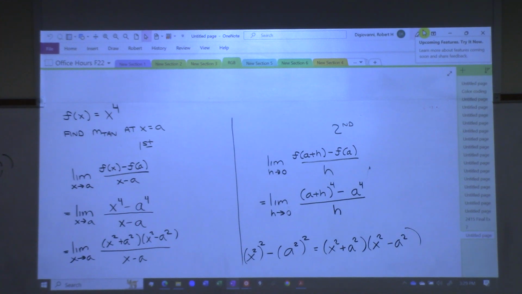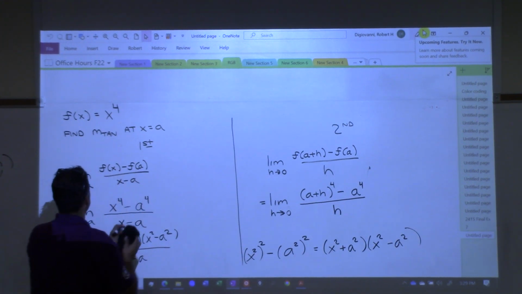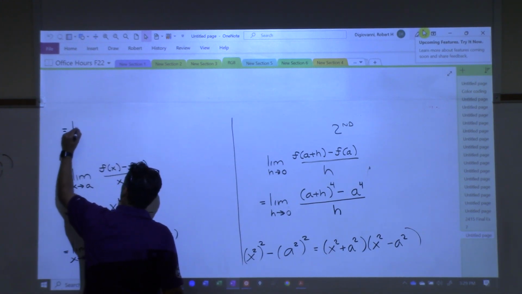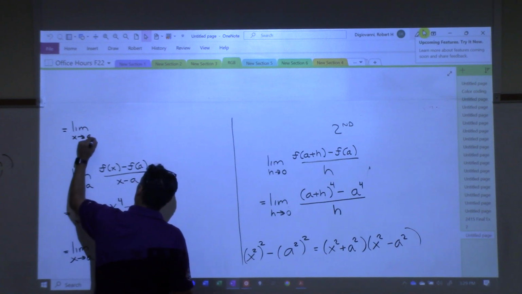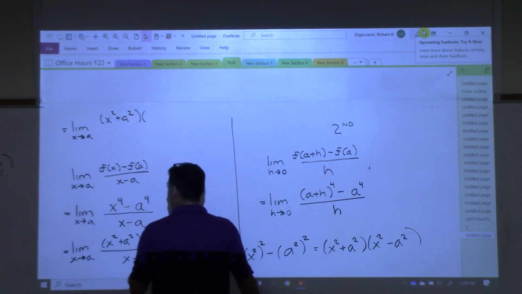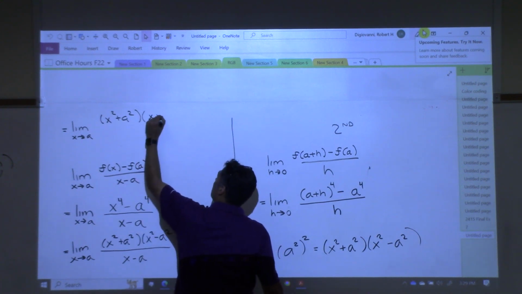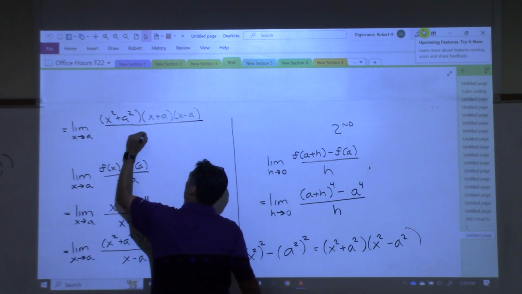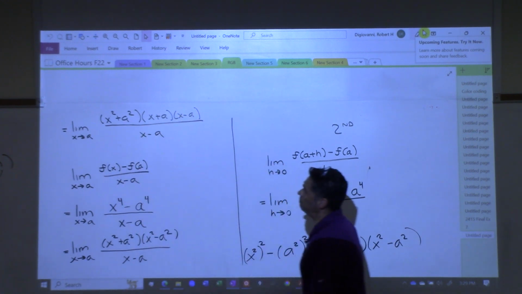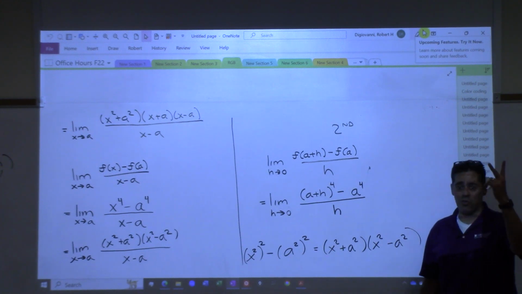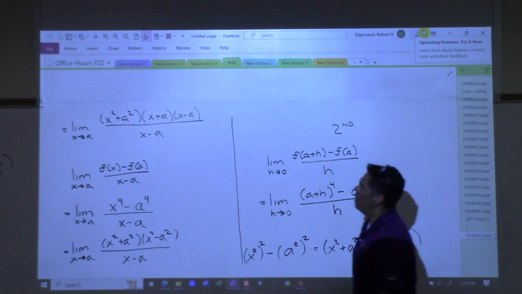All right? I'm going to run out of room, so I'm going to move up top and do it up here. This becomes the limit as x approaches a of (x squared plus a squared) times (x plus a)(x minus a), all over x minus a. So it's a difference of squares twice, isn't it? And then these go away.